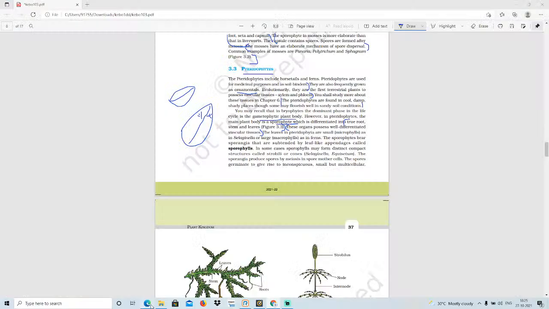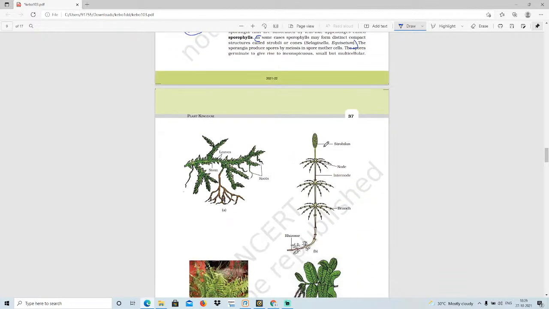See, the overall plant will not have these red dots all over, but the thing we have to understand is that this leaf-like structure is a sporophyll, and the red dots are the sporangia. Now if we go and read it, it will be very clear. The sporophytes bear sporangia that are subtended by leaf-like appendages called sporophylls. In some cases, sporophylls may form distinct compact structures called strobili or cones, in case of Selaginella and Equisetum. Okay, this is also shown here. See, strobilus. Strobili is the plural form. You can see that clearly here.